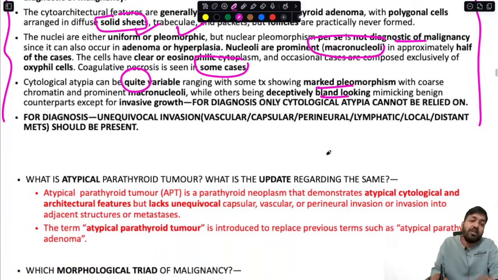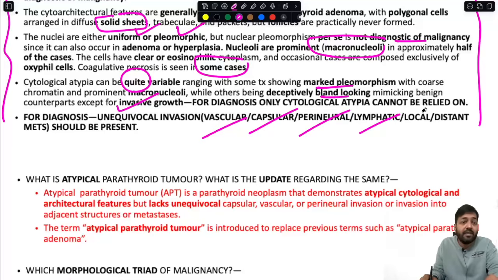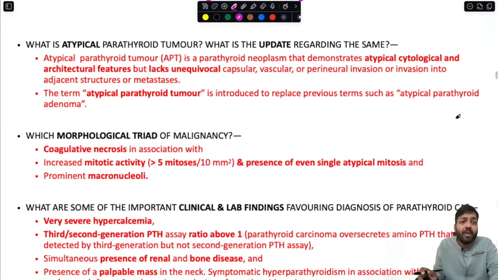So for diagnosis of parathyroid carcinoma, it is a must that you have an unequivocal invasion. Vascular, capsular, or perineural invasion has to be there. Lymphatic invasion, or local or distant metastasis should be present. Either of these things has to be present. Okay. What is atypical parathyroid tumor and what is the update regarding the same?